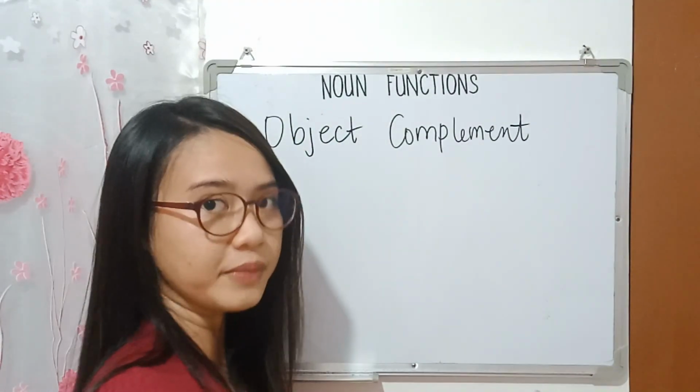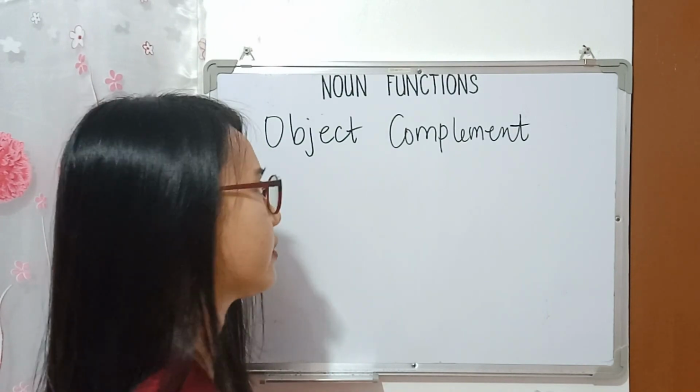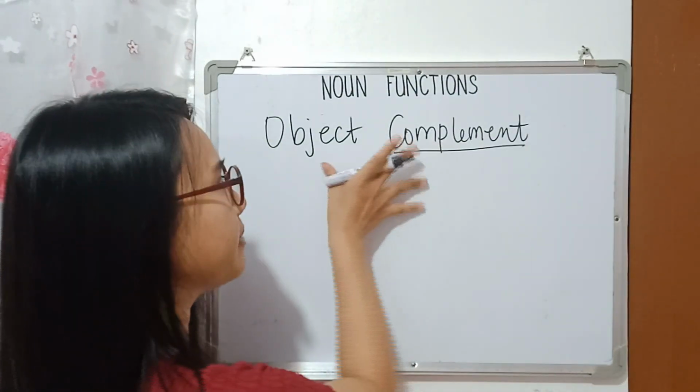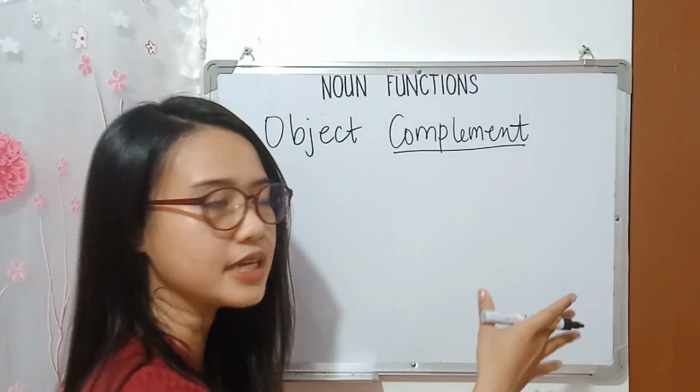I know you are familiar with this one because I also discussed this in my previous tutorial. And the object complement here is called complement because it completes the meaning of our object. Example.